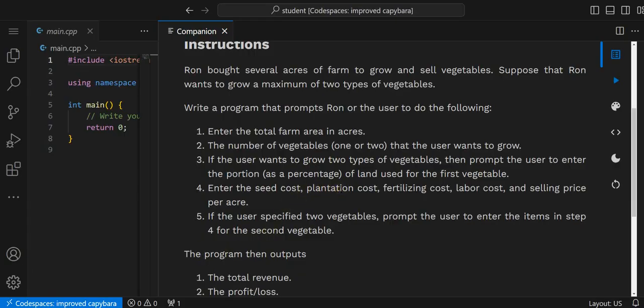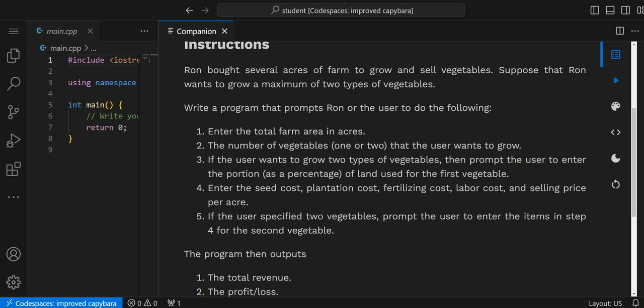All right, so Ron bought several acres of farm to grow and sell vegetables. Suppose that Ron wants to grow a maximum of 2 types of vegetables. Write a program that prompts Ron or the user to do the following. Enter the total farm area in acres, the number of vegetables, 1 or 2, that the user wants to grow. If the user wants to grow 2 types of vegetables, then prompt the user to enter the portion as a percentage of land used for the first vegetable.